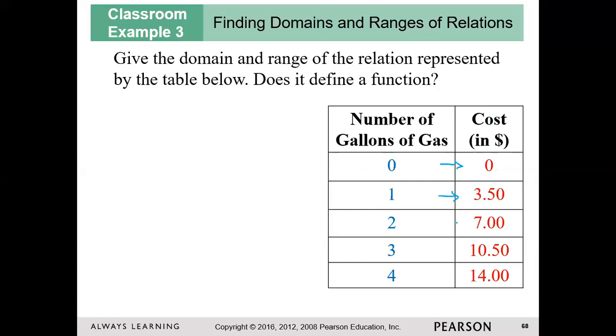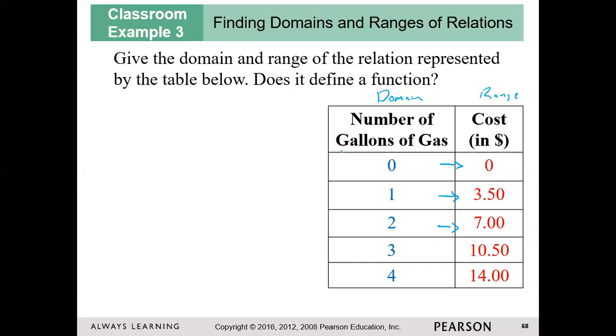Looks like it's $3.50 a gallon. This is pre-COVID. I just saw in Rhode Island, it was like $1.59. That's pretty sweet for regular gas, okay? So this is our x, this is our domain right here, and this is our range.